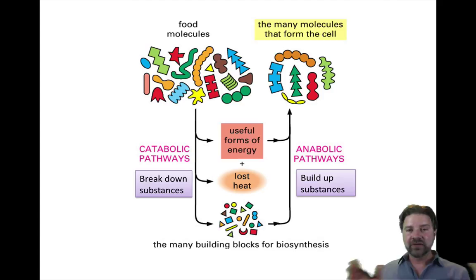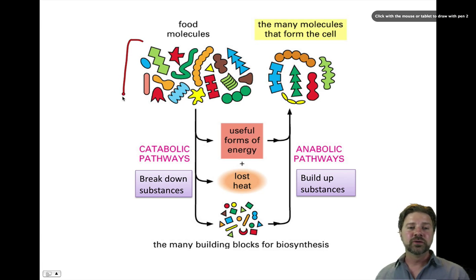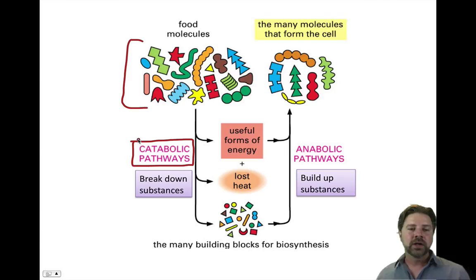Imagine every time you eat, you're bringing in rather large food molecules, which are shown by these symbols right here. These large food molecules don't stay that way as they pass through our body. They go through what's called catabolic pathways. The word catabolic means to break something down. And when things get broken down, not only are we going to receive useful forms of energy like ATP and heat, but all of those very large food molecules will be breaking down into these small little parts here, the many building blocks for biosynthesis.